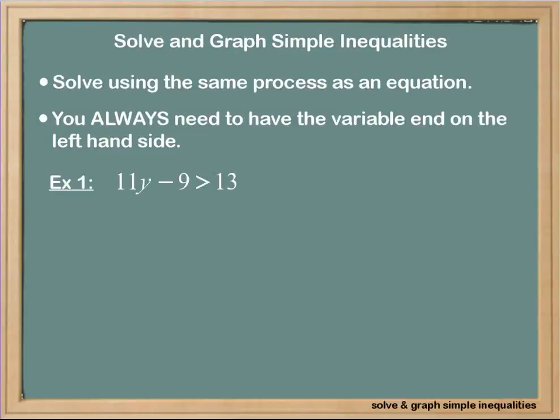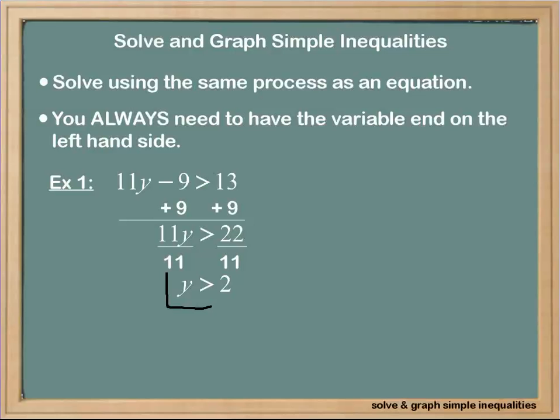So let's start with the example 11y minus 9 is greater than 13. Our goal is to get y by itself, and we want it to end up on the left-hand side, which it's already there, so we don't have to worry about that. I'm going to add 9 to both sides. The only thing different here when we get our result of 11y is greater than 22 is that we've got a greater than sign instead of an equal to sign. We divide by 11 on both sides, and I get y is greater than 2. So that's my written solution.